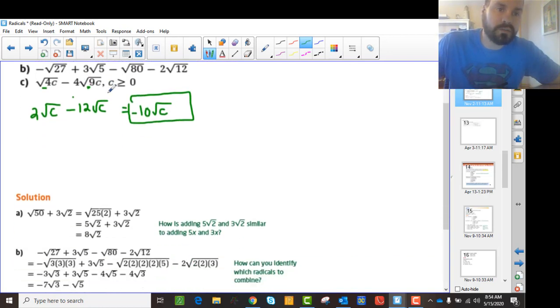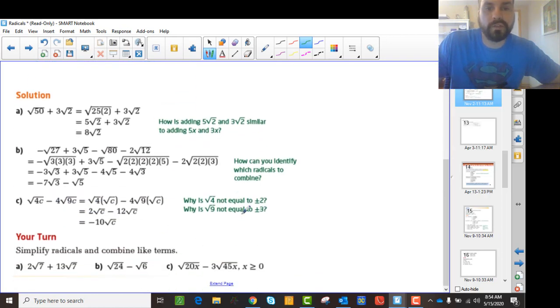And then you'll notice this has a restriction. And the reason this has a restriction is because there's a variable that's underneath the radical sign, and it's an even index. So you have to restrict the root. So there's our solutions. And then there's a your turn. You can try these 3, okay, and then see what you come up with. And again, check your answers with your teacher.